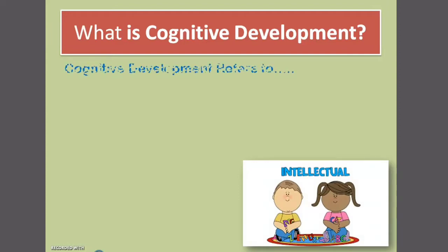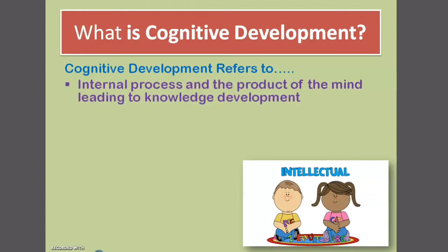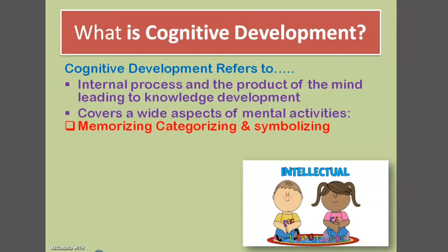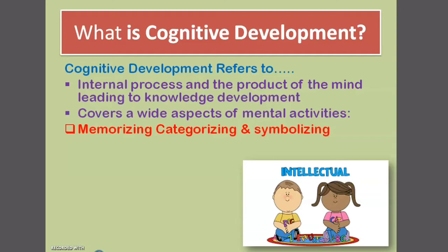Cognitive development refers to the internal process and product of the mind leading to knowledge development. Internal process means there are various processes in your mind, like memorizing, remembering, thinking, etc. And the product of the mind is the marks, etc. So it covers a wide aspect of mental activity, such as memorizing, categorizing, and symbolizing.